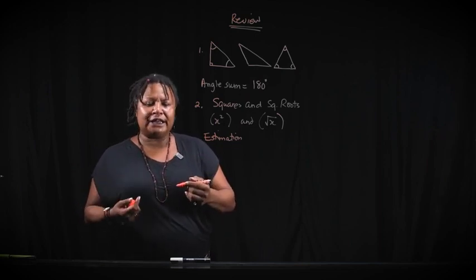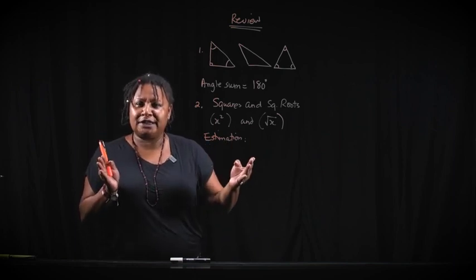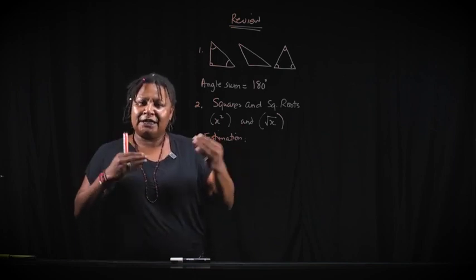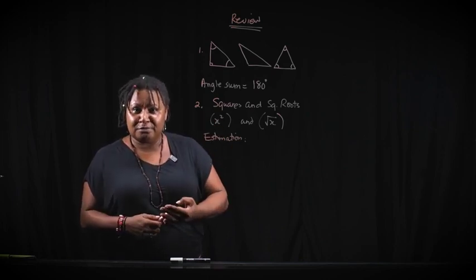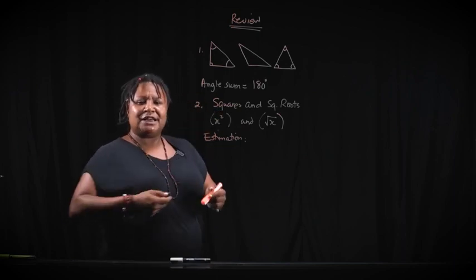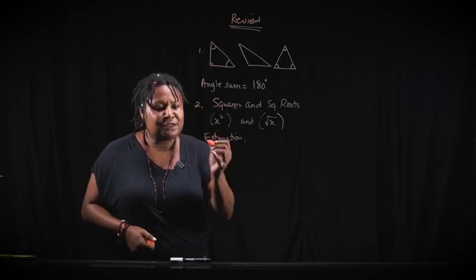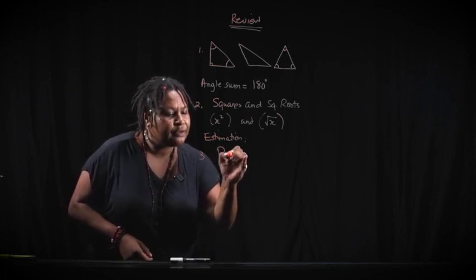How did we do that? The method was to use the two square numbers before and after the given value and then divide by 2 to give us an approximation. After looking at squares and square roots, we moved into Pythagoras.